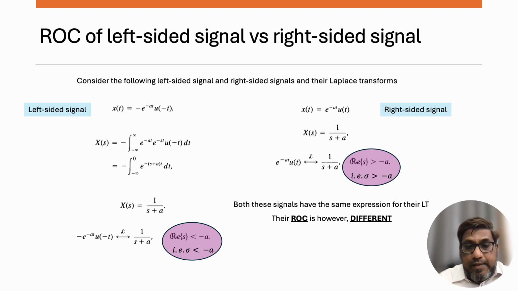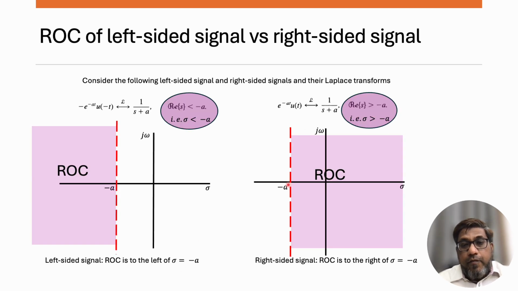So when we look at these in the S-plane, for the right-sided signal, the ROC is extending to the right side of some line passing through sigma equals minus a, and the ROC for the left-sided signal is lying towards the left side of some line sigma equals minus a. So for a left-sided signal, the ROC is to the left of sigma equals minus a, and for the right-sided signal, the ROC is to the right side of sigma equals minus a.